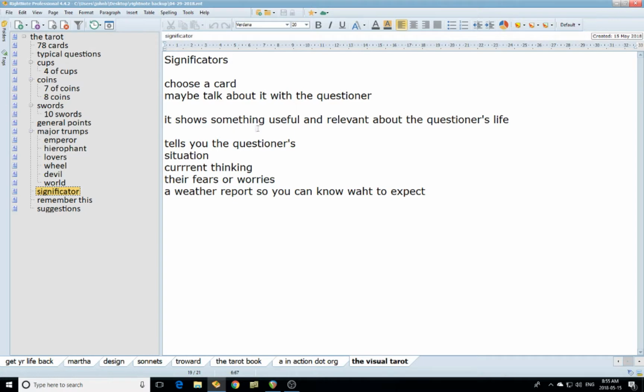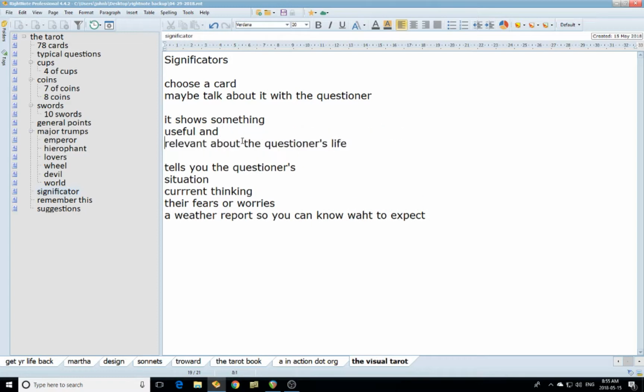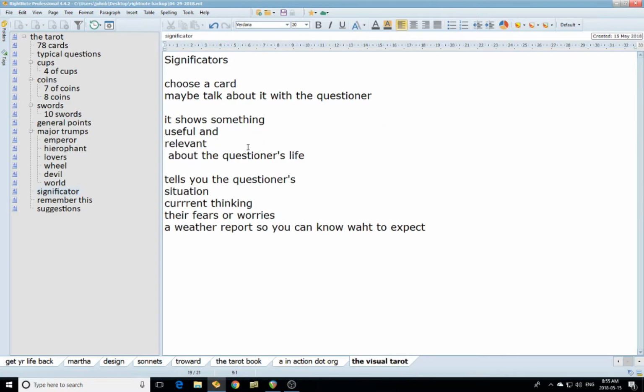And I wrote this down, and I'm thinking, I sometimes like to do this. Instead of that sentence, I break it down into here. So I've got, it shows something useful and relevant, because I want to emphasize the word useful. So I double click it, and then I go up to bold, and then I double click relevant and I go up to bold. So now when I glance at the page, I'm reminding myself the card shows something useful.